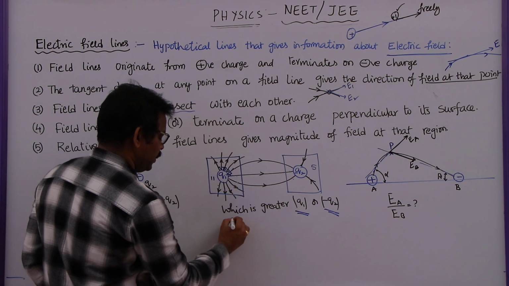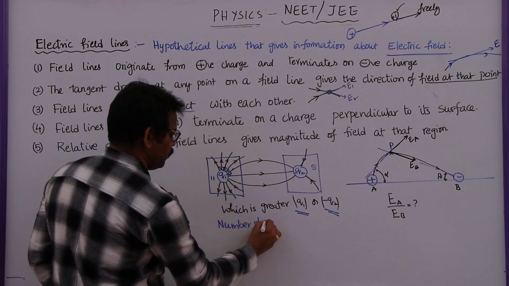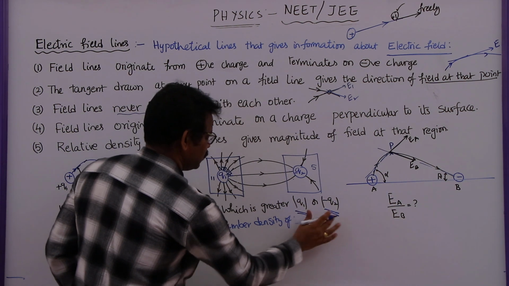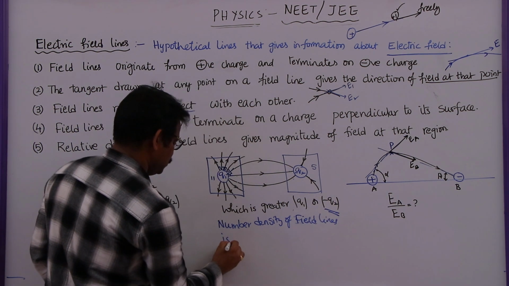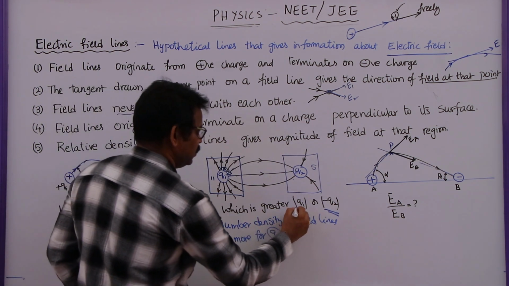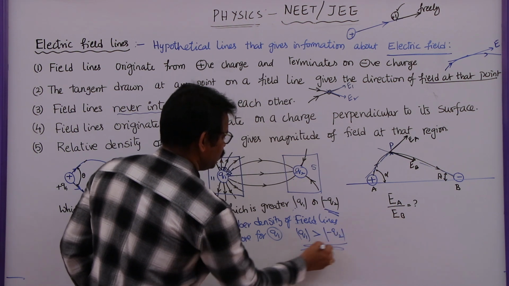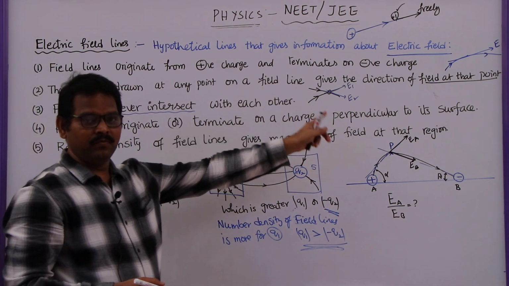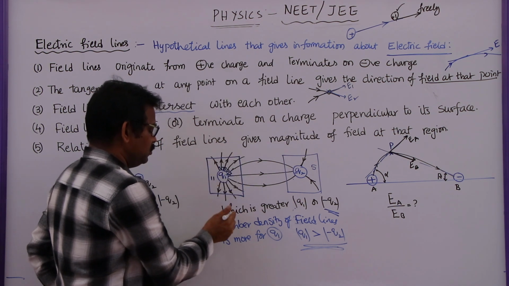So from this we can say the number density of field lines is more for Q1. So obviously the magnitude of Q1 must be greater than Q2. This is based on the relative density of field lines giving the magnitude of the field in that region. Here the magnitude of the field is more. As a strong field is there, the number density will be more.